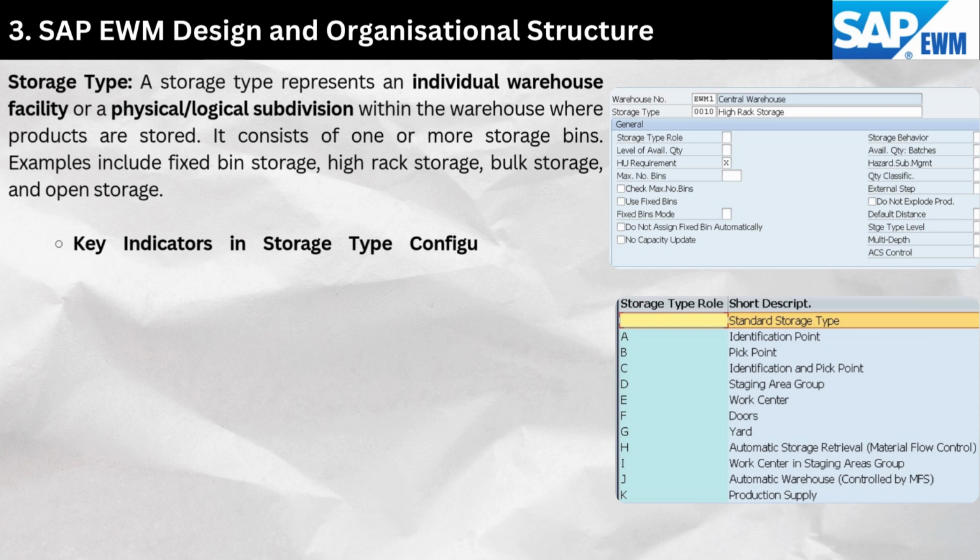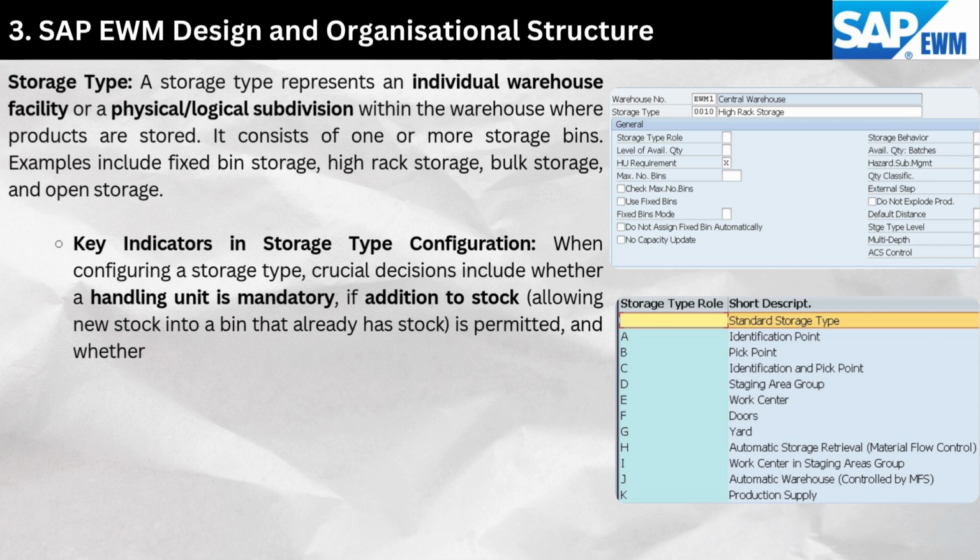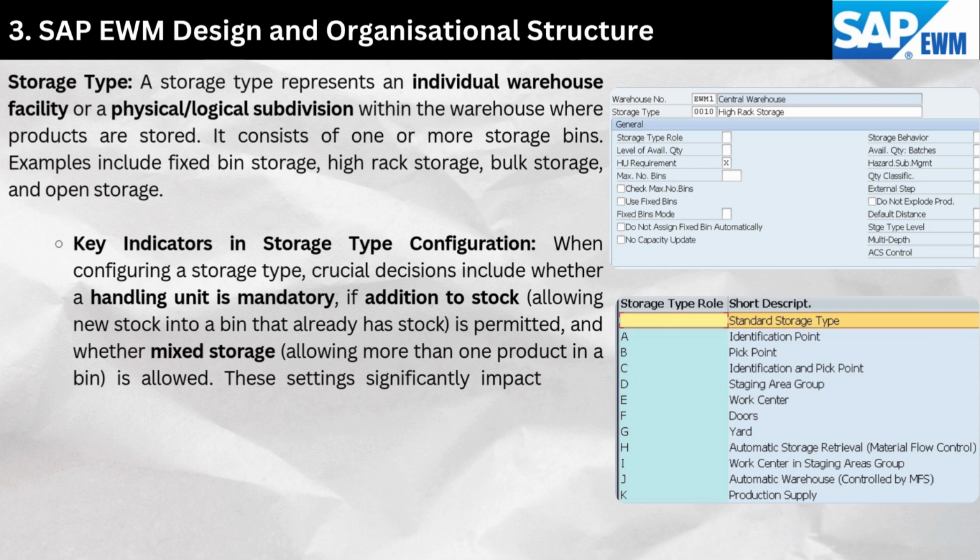Key indicators in storage type configuration. When configuring a storage type, crucial decisions include whether a handling unit is mandatory, whether addition to stock, allowing new stock into a bin that already has stock, is permitted, and whether mixed storage, allowing more than one product in a bin, is allowed. These settings significantly impact space utilization and operational efficiency.